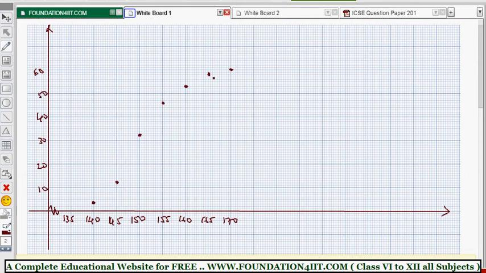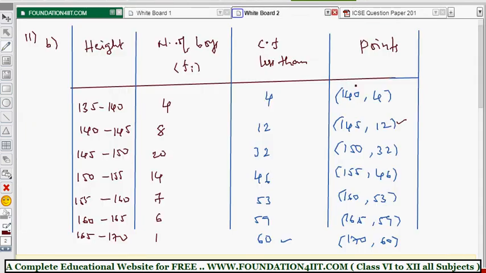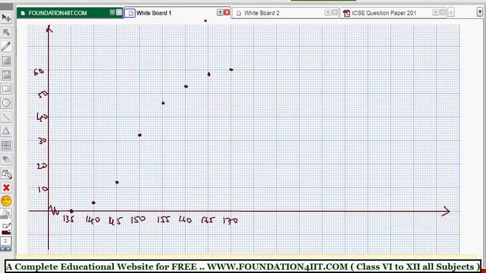We just plot these and you can join. So the starting is 135, you can put at 0. Whenever you start on 140, then 135 should be 0. This is the starting you should take. Then extend and join with these lines, the frequency curve, freehand you can join. Then after joining, now the median.